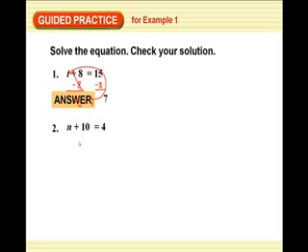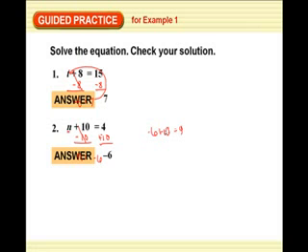n plus 10, so you want to get rid of that plus 10, so you minus 10. You want to get the letter by itself. So you minus 10 on both sides. So n equals 4 minus 10, so I'm going to boom boom that, and it comes out to be negative 6. So we check it. Is negative 6 plus 10 positive 4? And it is.